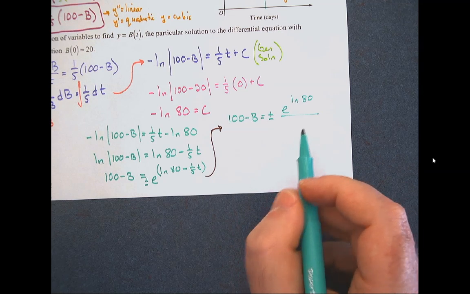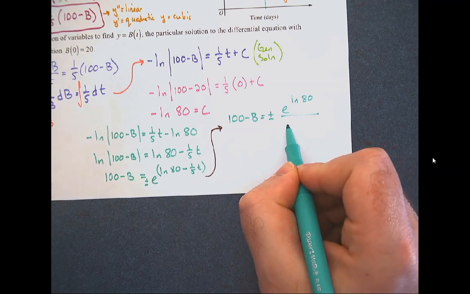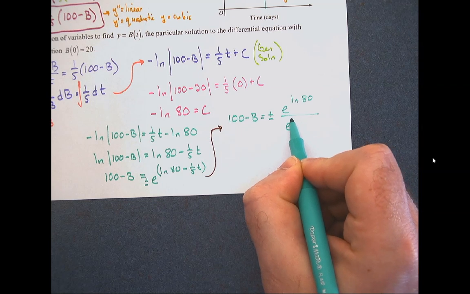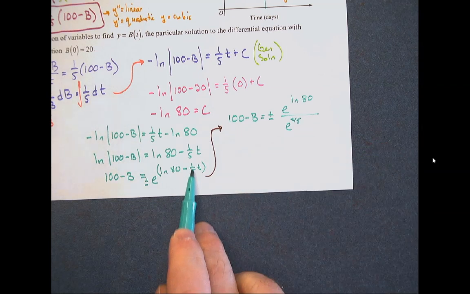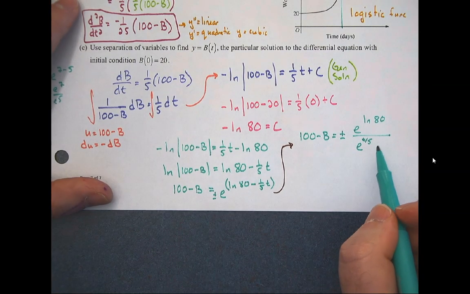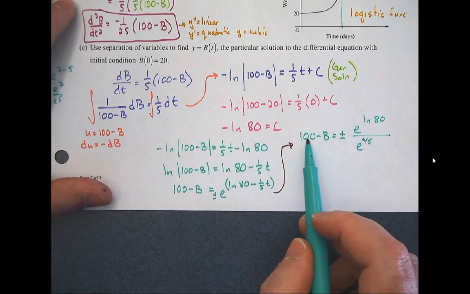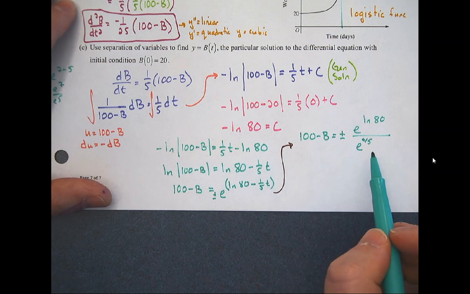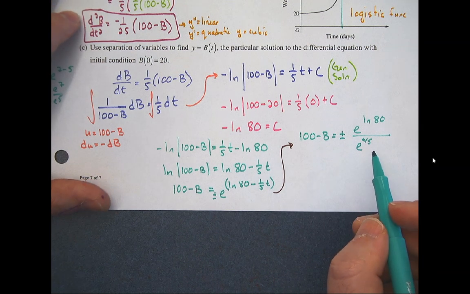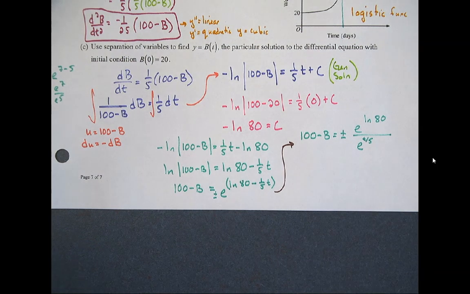over e to the, I'm going to go to T over 5 here instead of 1/5 T. T over 5 is the same thing. Then we're going to have to bump the 100 over. I want to get rid of this plus or minus. Can I get rid of that plus or minus?